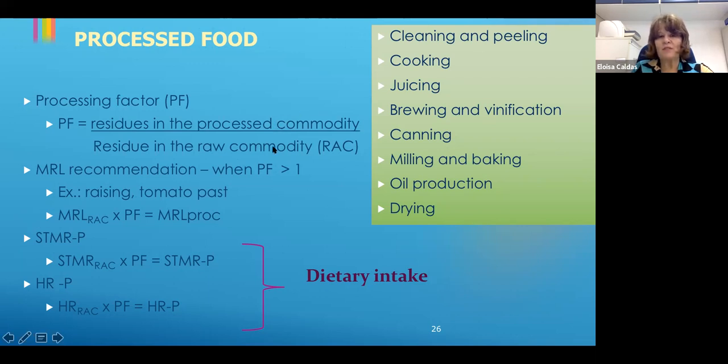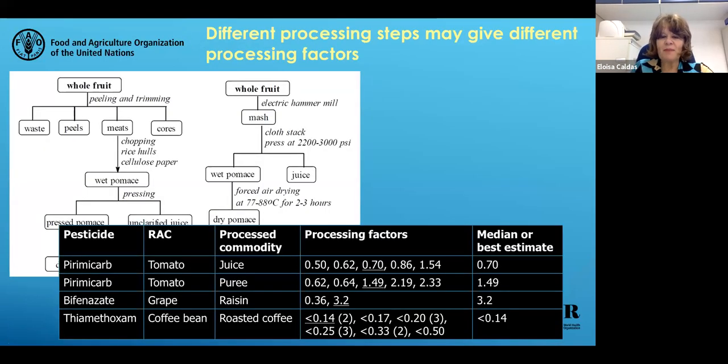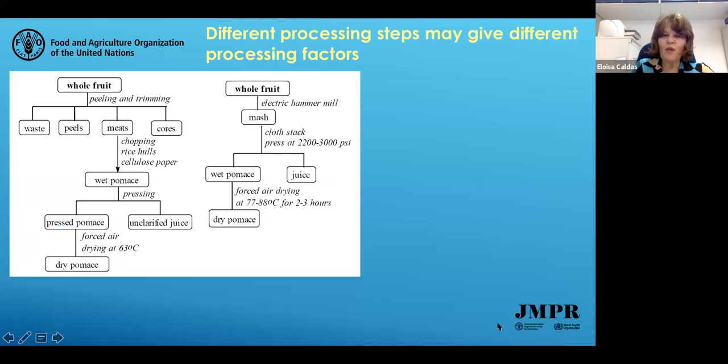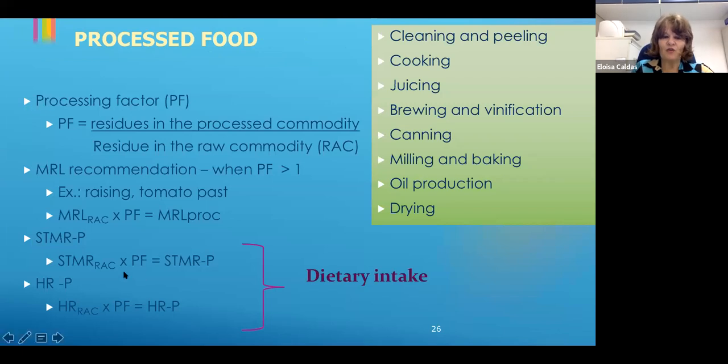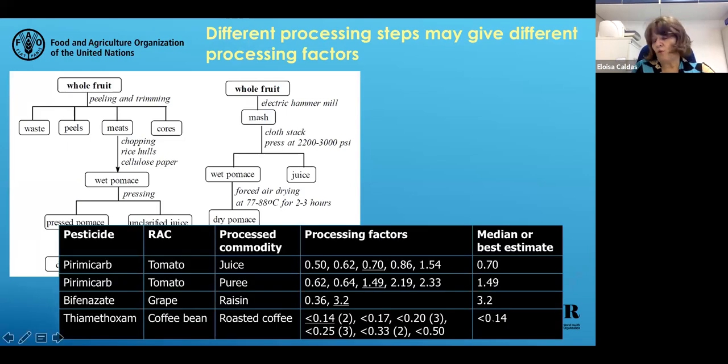So you cannot estimate a processing factor when you don't have any residue in the raw commodity. In this case specifically, you did have residue in the raw commodity, but you did not have any residue in the processed commodity. That's why we put this value here as below 0.14. But when we apply this processing factor to estimate the STMR, for example, of course we don't just use the 0.14 number, because we cannot consider it, but this is an indication that the residue will really decrease a lot in the roasted coffee.